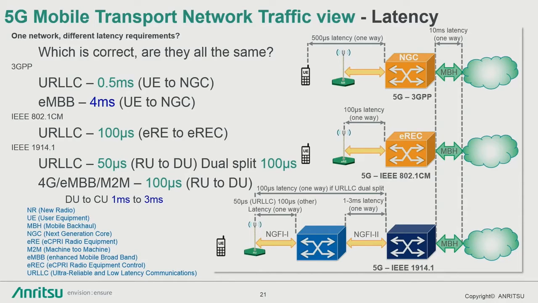So going to the question that you asked earlier, depending on if I'm at the mobile mid-haul, let's take the bottom example here, where you see NGFI 2, that's 1 to 3 milliseconds of latency one way, versus NGFI 1, you're looking at 50 to 100 microseconds. Much tighter. So where I place my DU and CU functionality is largely dependent on which applications I'm supporting and their latency requirements for each.